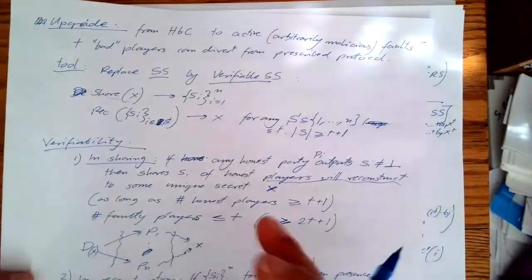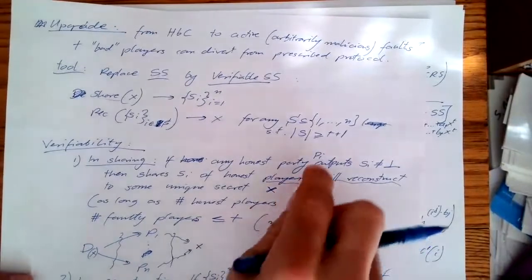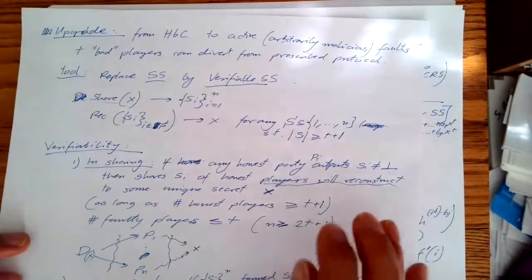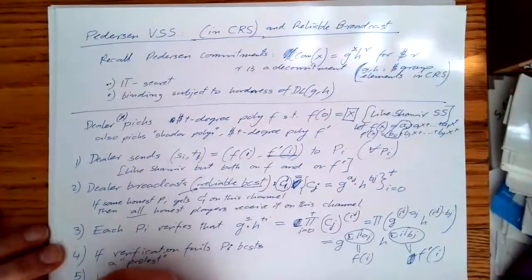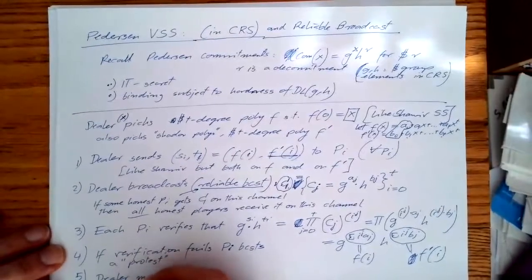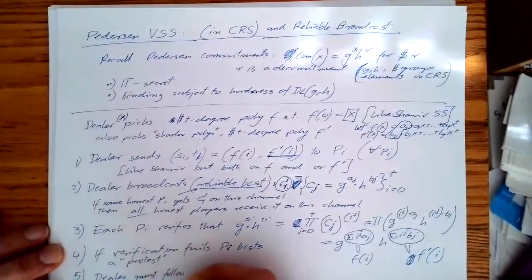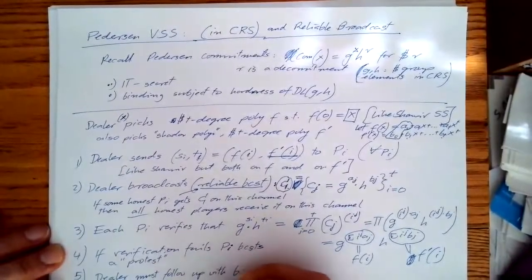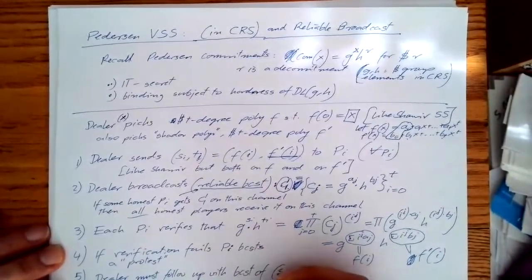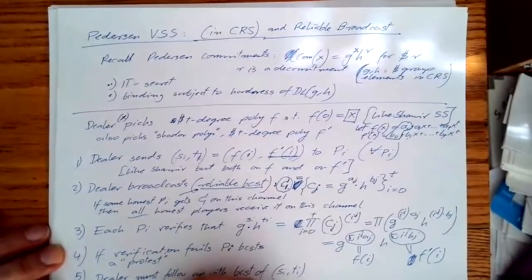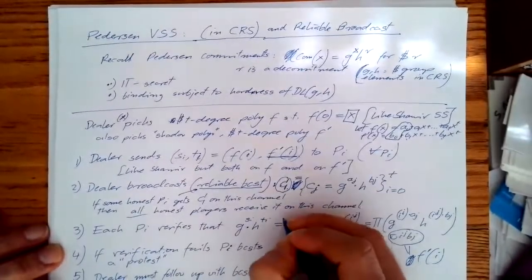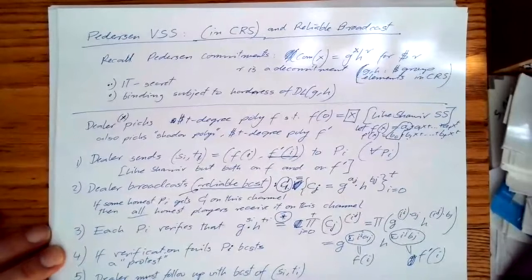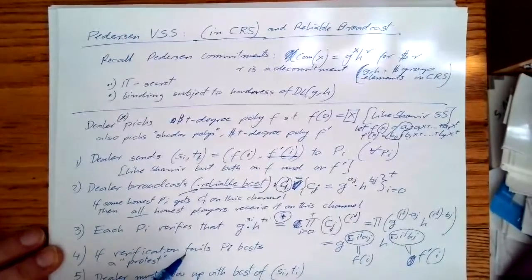All the bad guys shut up. They don't say anything. P1 got irrelevant stuff, so there is a missing share. You cannot reconstruct. But if this guy protests, then the dealer must follow up with a broadcast of S_i, T_i that verifies this equation. So if somebody feels cheated, then the dealer simply publishes their share.